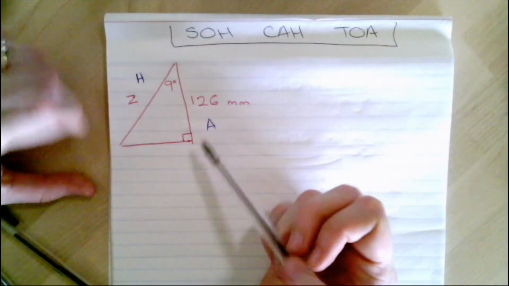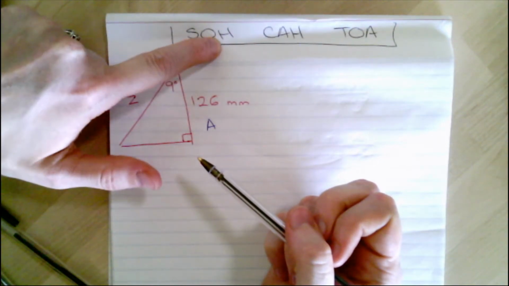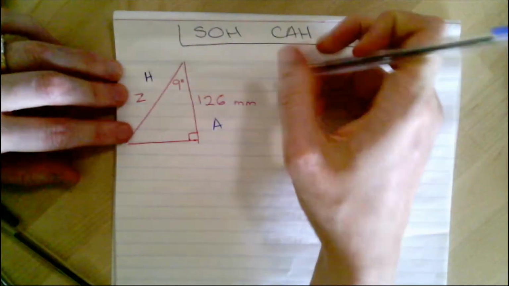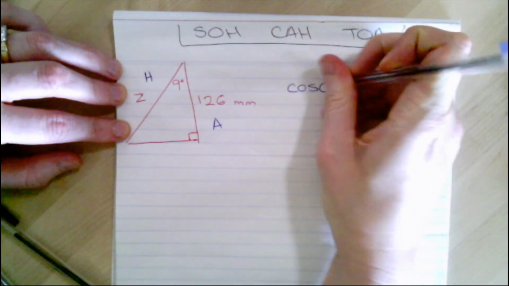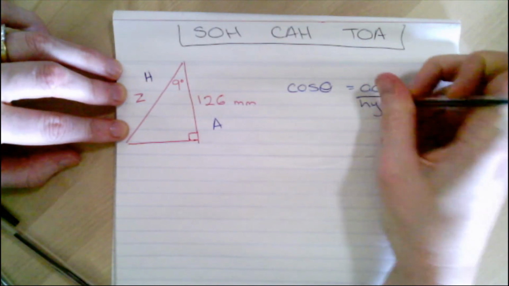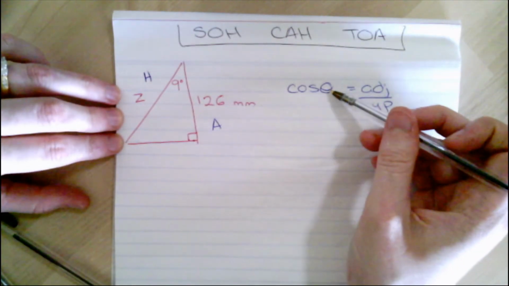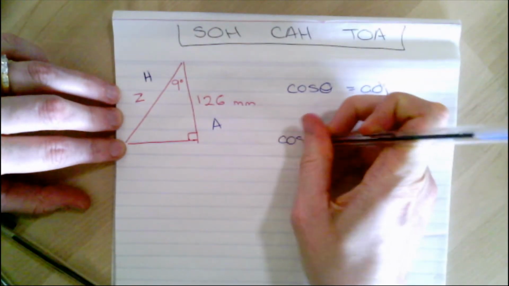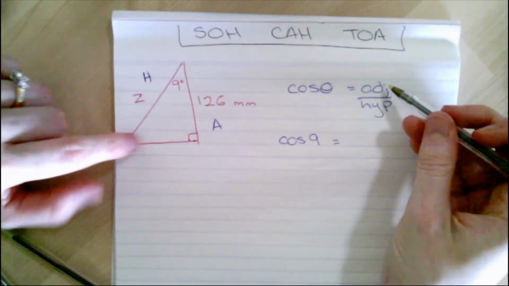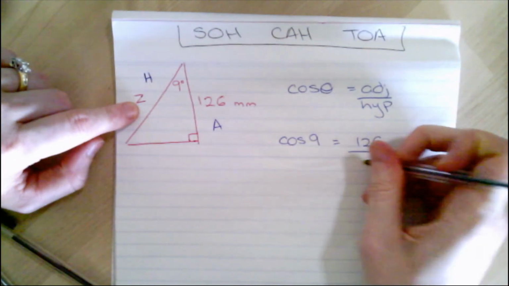I need to find one that involves h and also involves a. So here's a h but no a, so it can't be sine. Here's an a and a h, so it must be cos. So cos is equal to adjacent over hypotenuse. Now I just want to fill in the blanks. Instead of my theta, I know that degrees are actually equal to 9. My adjacent side is equal to 126, and my hypotenuse is equal to z.